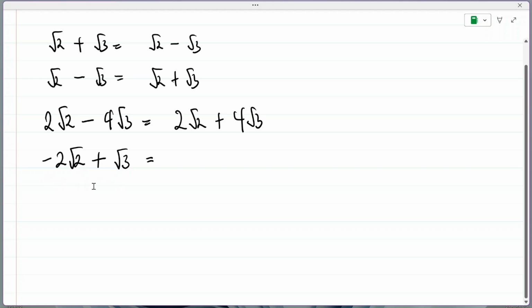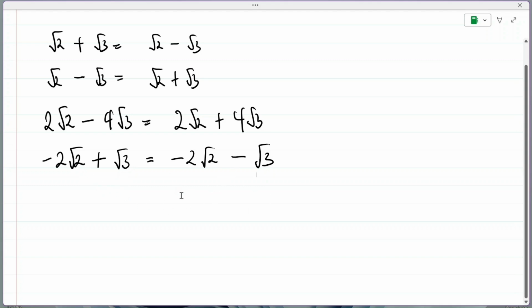We have to find the conjugate. The conjugate is just changing the sign in the middle, or the sign owned by this root 3. It doesn't have anything to do with this negative sign that is owned by this 2 root 2. So we have the conjugate of minus 2 root 2 plus root 3 as minus 2 root 2 minus root 3. Note the negative sign of this 2 root 2 has not changed. The only sign that we have changed is this positive sign in front of this root 3. We've changed it from positive here to negative here.